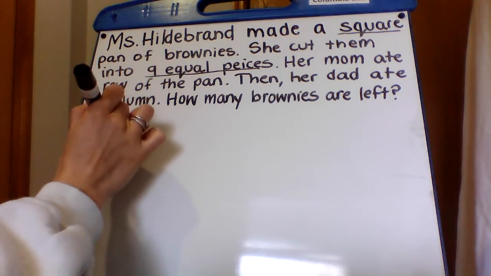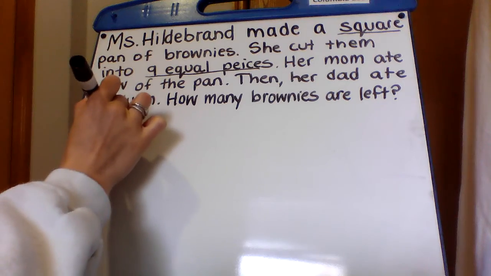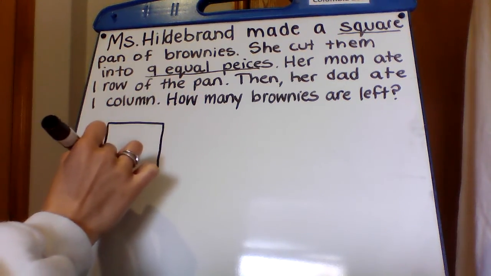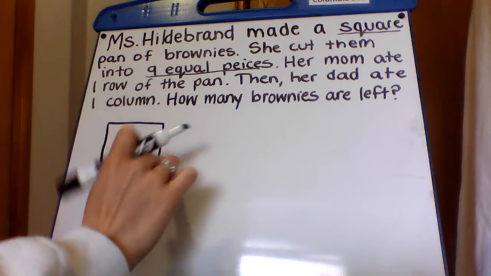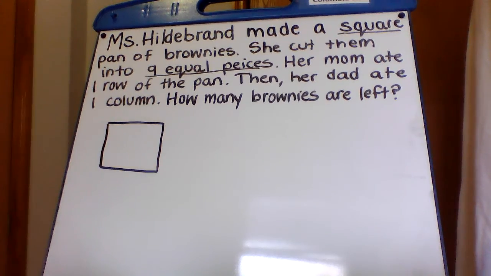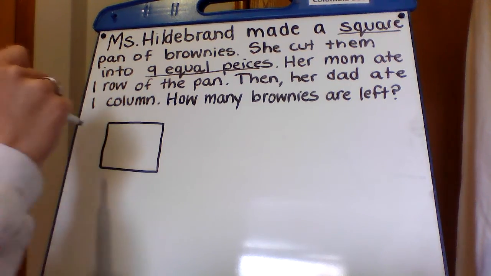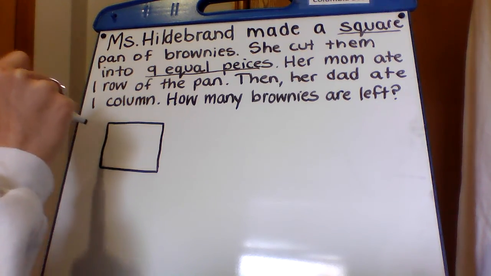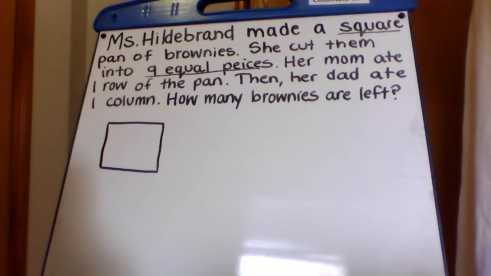So what I'm going to do first is I'm going to draw a square, and I'm just going to draw my best square to make sure that they're pretty equal on all four sides. Okay. Then I cut it into 9 equal pieces. So, think, what number equals 9?